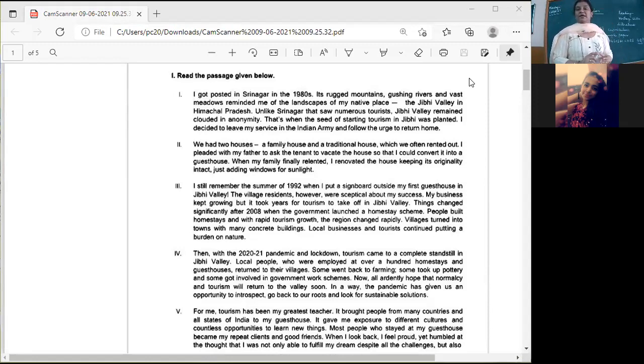Fine. Now look here at this. What I am going to show you is, are you reading the passage? Ankit, are you reading the passage? Mohit, are you? Read the passage carefully. Now look at this passage here. Let's just take a quick look at it. I got posted in Srinagar. Its rugged mountains and vast meadows reminded me of the Jibhi Valley in Himachal Pradesh. Unlike Srinagar that saw numerous tourists, Jibhi Valley remained clouded in anonymity. That's when the seed of starting tourism in Jibhi was planted. I decided to leave my service in the Indian Army and follow the urge to return home.